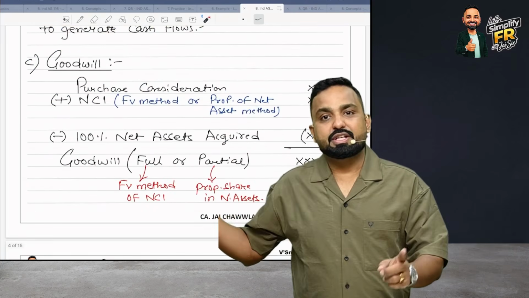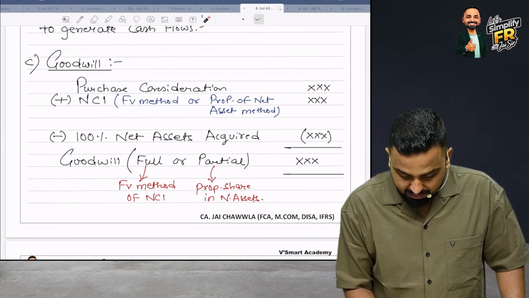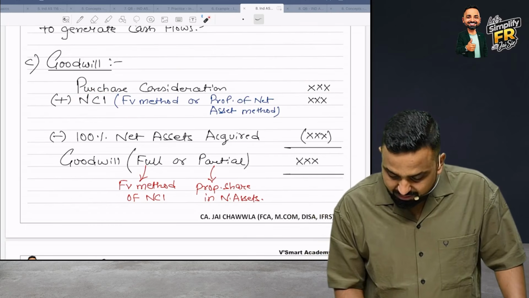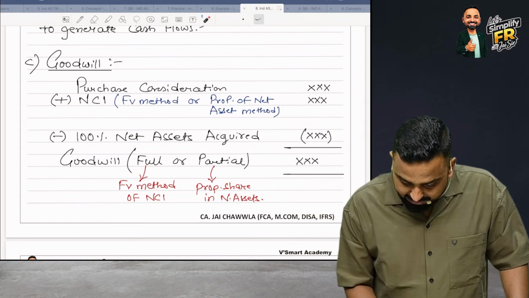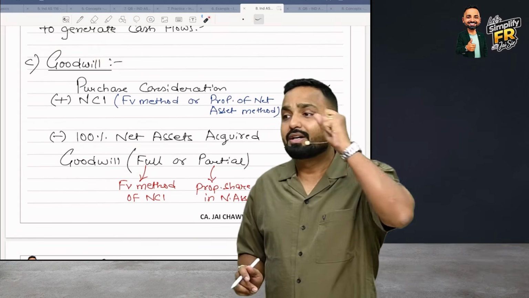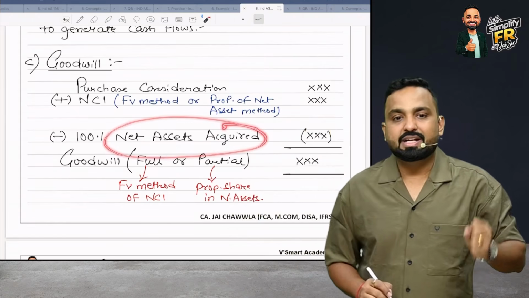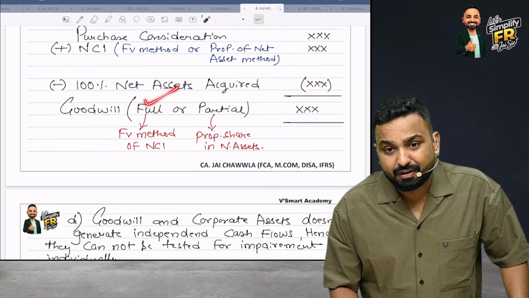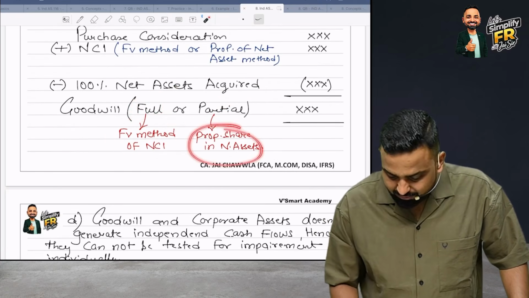But first of all, the question is how to calculate the goodwill. First of all, we have the purchase consideration. Then add NCI, which can be calculated with two methods: fair value method, or proportion of net assets method. You can calculate by either of the two methods. Then minus 100% net assets acquired. See, when we are calculating goodwill it means we have acquired a business. So if we are acquiring a business, we must have acquired the net assets. So here it is, goodwill. You will get full goodwill when the NCI is calculated at fair value, partial goodwill when it is calculated by the proportion of net assets method.